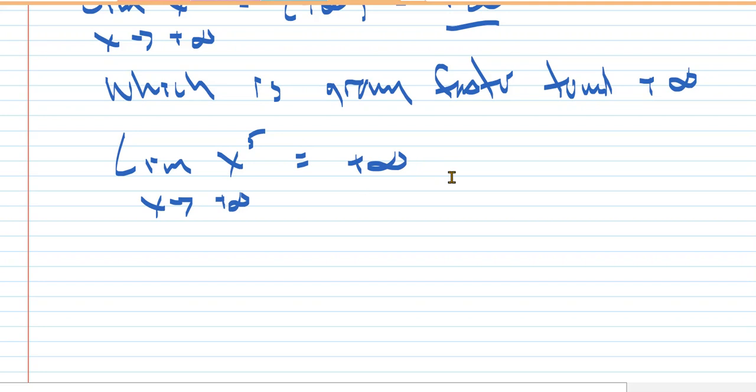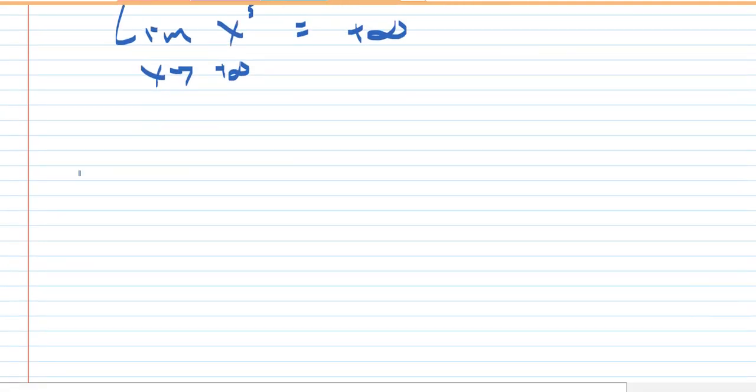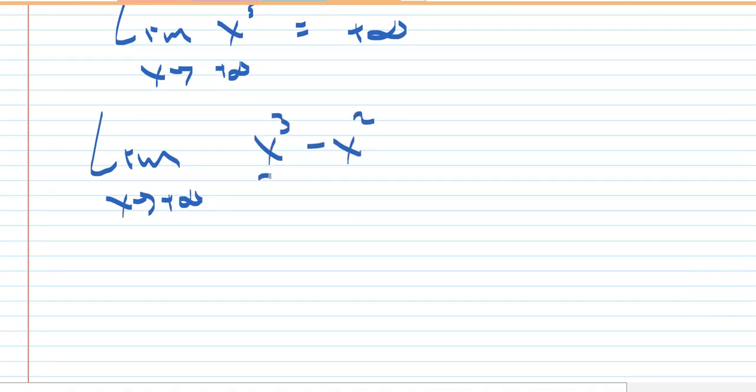All right, so why is this important? Well, this is important because we need to know which functions are growing faster than other ones when we have a rational function. So let's just take a look at a simple limit of a rational function. Let's say we have the limit as x approaches positive infinity of x cubed minus x squared all over x minus 2.